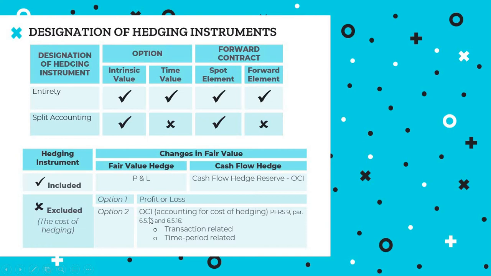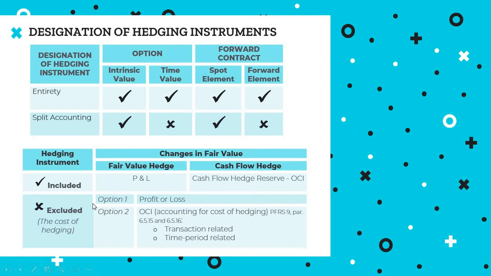At kapag nilagay siya sa OCI, dito na papasok yung accounting for the cost of hedging. Kasi yung forward element in a forward contract and yung time value of option in an option contract, these are considered as cost of hedging. At pag pinasok na sila sa OCI, doon na natin gagamitin yung accounting for cost of hedging at kailangan nating i-identify if yun ba ay transaction related or time period related. Which is, hindi natin gagawin dito. Ang i-apply natin for the sake of this illustration is yung option 1 for simplicity. Kasi again, etong part na to, kapag ito ay sinara natin sa OCI, ito ay very tedious at medyo masyadong technical. So, dito tayo sa mas simple na treatment.